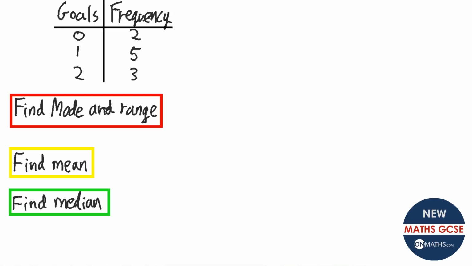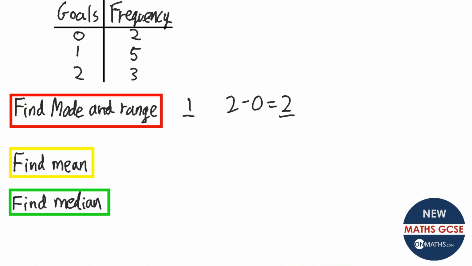So we need to find the mode and the range first. Now the mode is the one that's most frequent. Well, there were 5 1s, so 1 is our mode. The range is still the biggest take away smallest, so the biggest we have there is 2, the smallest we have there is 0. Remember to look at the left hand side when you're working out the range. 2 take away 0 is just 2, and that's our range.